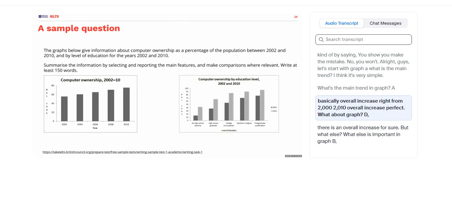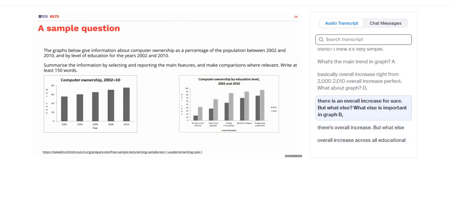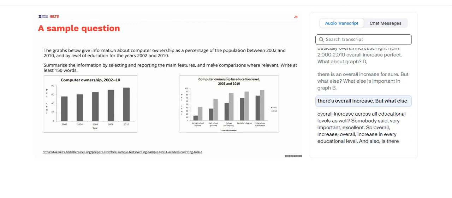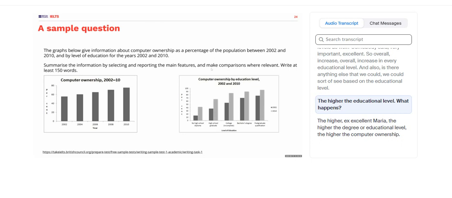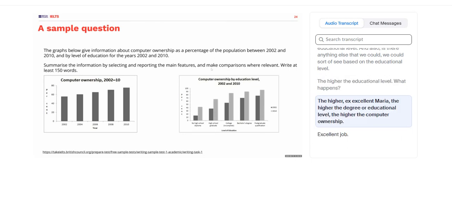Perfect. What about graph B? There is an overall increase for sure, but what else? What else is important in graph B? Overall increase across all educational levels as well, somebody said. Very important. Excellent. So overall increase in every educational level. And also, is there anything else that we could see based on the educational level? The higher the educational level, what happens? The higher the degree or educational level, the higher the computer ownership.